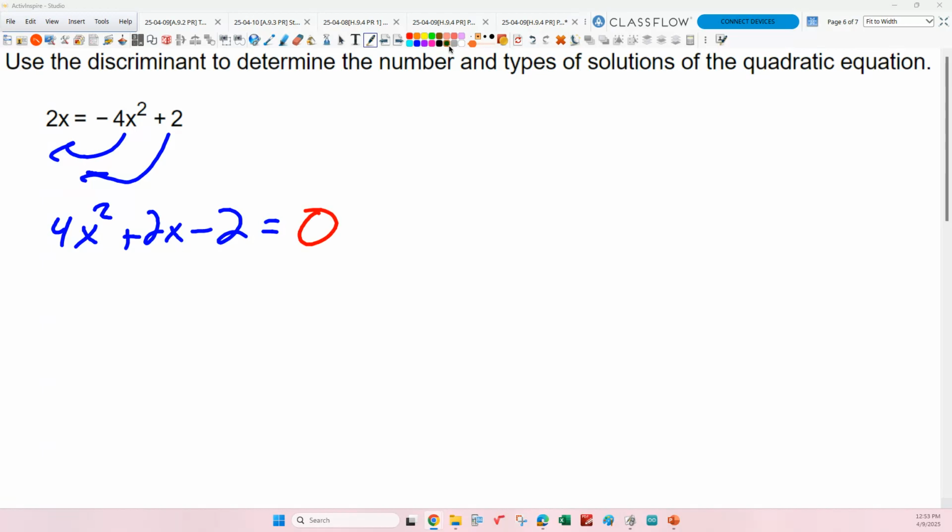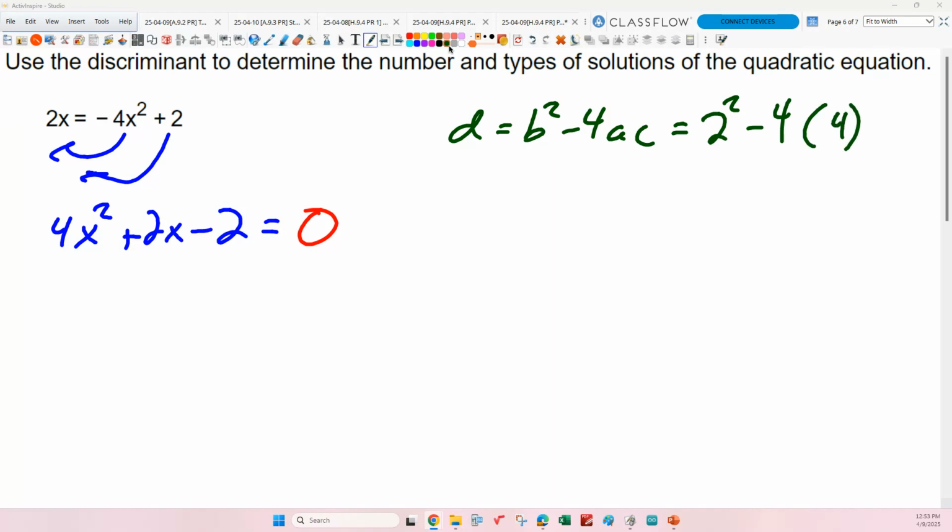Okay, let's calculate the discriminant. The discriminant is b squared minus 4ac. So what's b this time? 2. Good. So I get 2 squared minus 4 times 4 times. Okay, so this is an easy one. I don't need to know the value of this. It doesn't ask me what the discriminant is. I just want to predict the number and types of solutions.